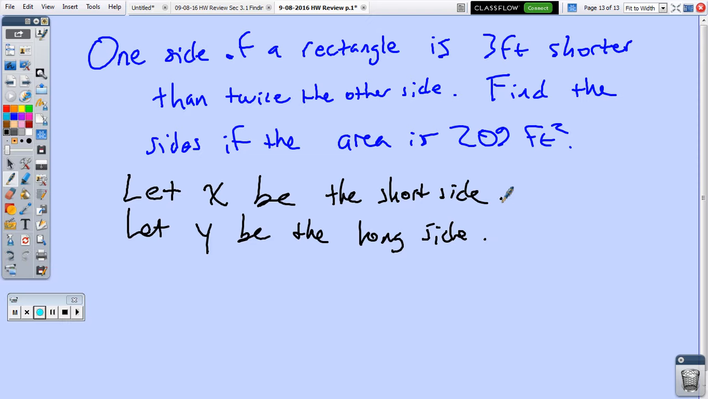Okay, so now let's write some statements from this. One side of a rectangle is 3 feet shorter than twice the other side. Don't worry about which one's longer. So let's actually make this even more simple. Let x be one side, let y be the other side. You're going to see which one's which. It doesn't matter. There's just labels here.